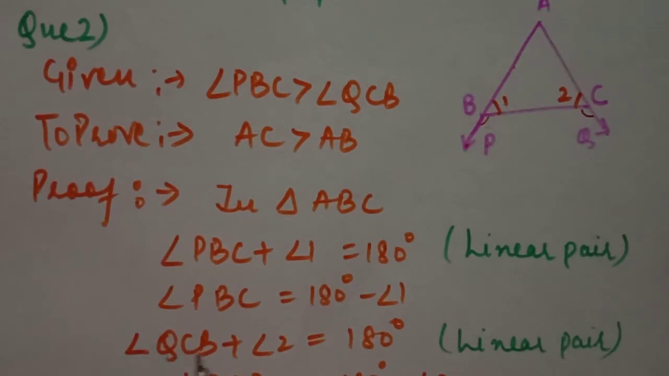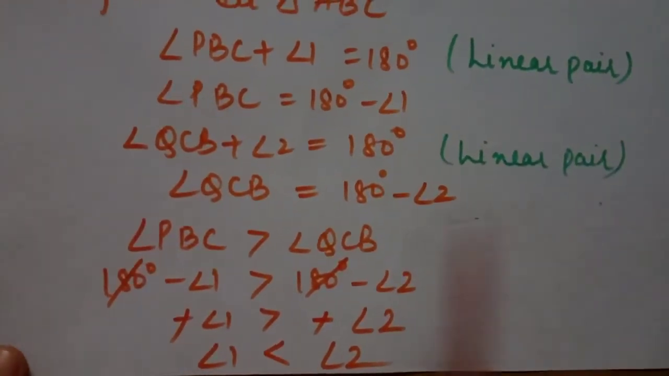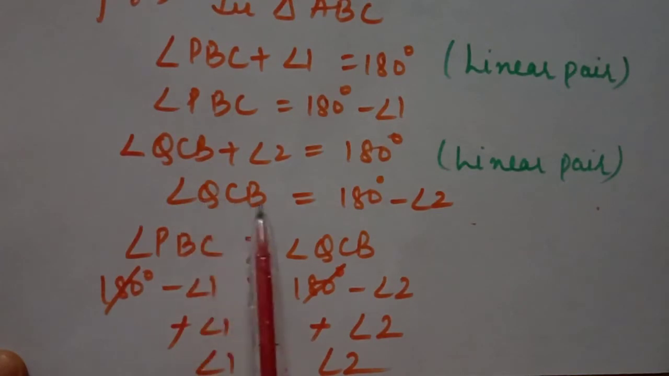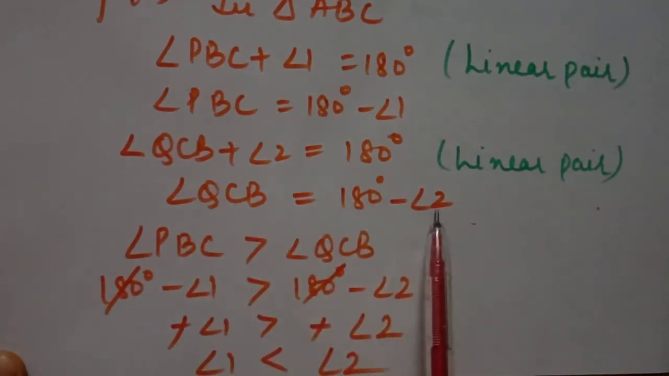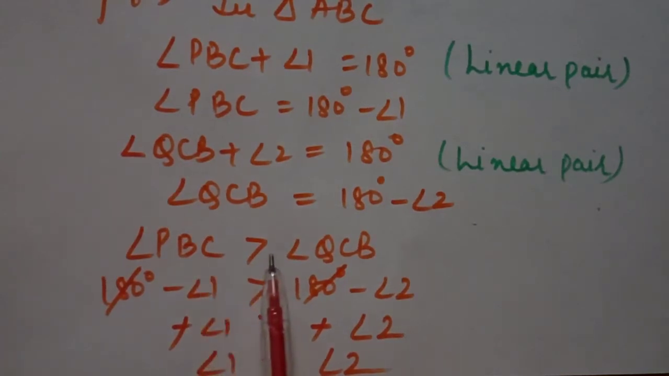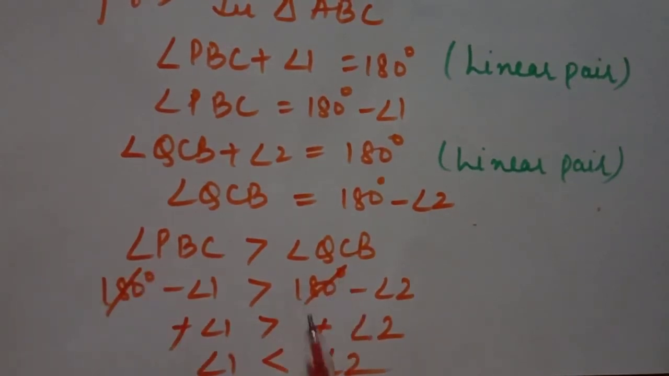Similarly, angle QCB plus angle 2 is 180 degrees because of linear pair. So QCB is equal to 180 degrees minus angle 2. We have the relation angle PBC is greater than QCB. We have to put the values of angle PBC and QCB here. 180 is cancelled with 180. Now the remaining part is minus angle 1 is greater than minus angle 2.